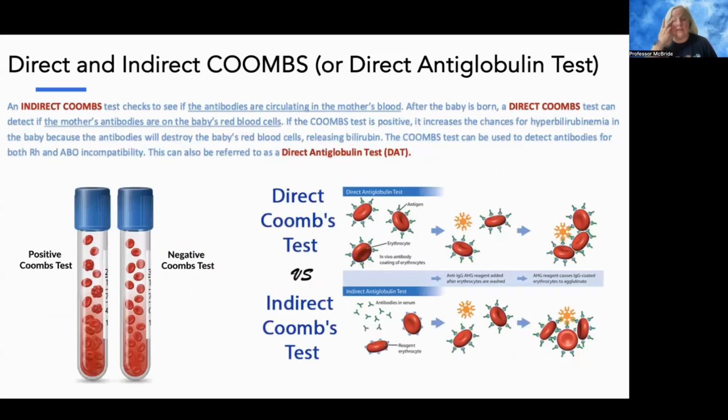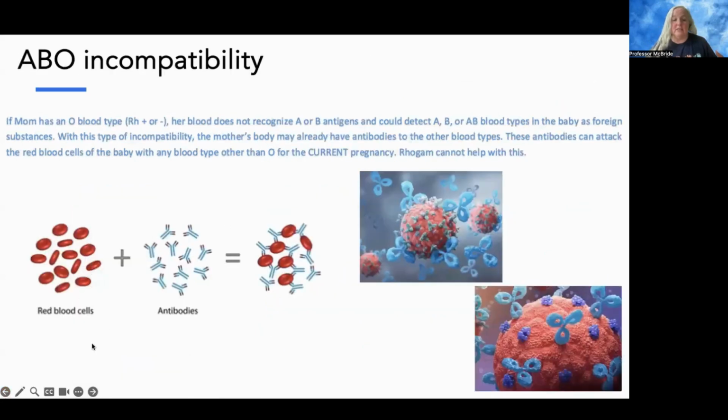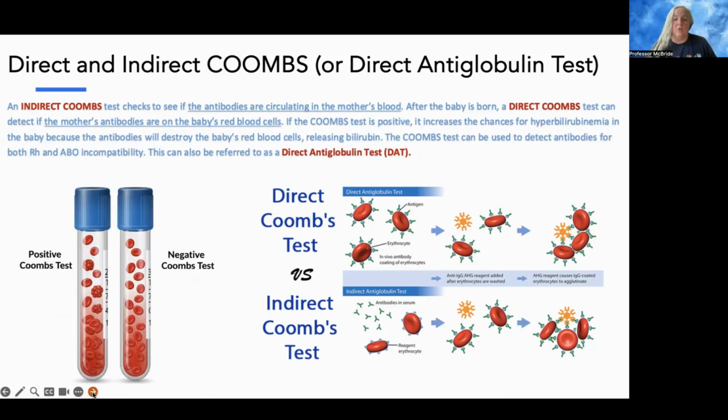So how can we test for this? A direct or an indirect Coombs test. The Coombs test looks for antibodies. In an indirect Coombs test, we're looking for antibodies in the mom's bloodstream. If we go back to the previous slide, that's this first picture. The second picture would be a direct Coombs, where we are actually seeing antibodies from the mom on the baby's red blood cells.